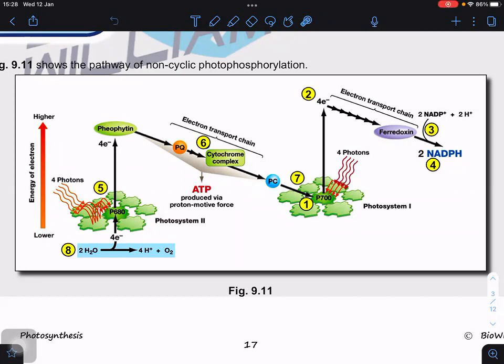So it means that at the same time, what happened here? Photosystem 2. At the same time, photosystem 2. Sorry for those online, I forgot. Okay. Now, photosystem 2 in this case.